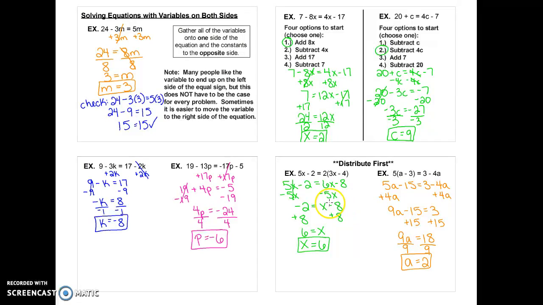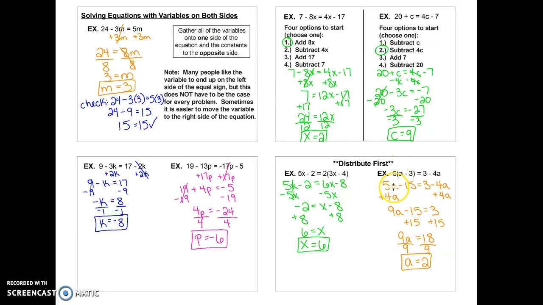From there, you need to add 8 to both sides. So negative 2 plus 8 is 6, and then you carry down your x, and the 8's cancel out. So then your final answer is that x equals 6. Okay, same thing on the next example. You have parentheses, so you need to distribute this 5 first.